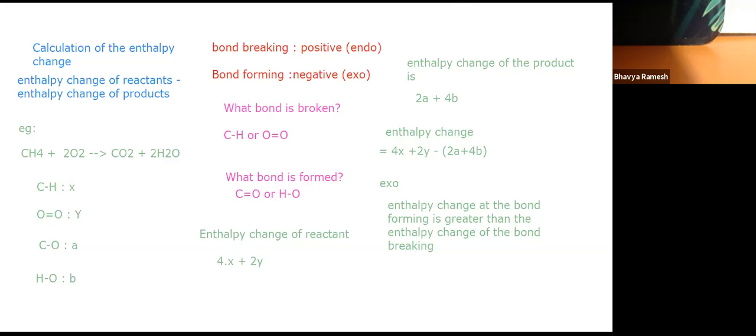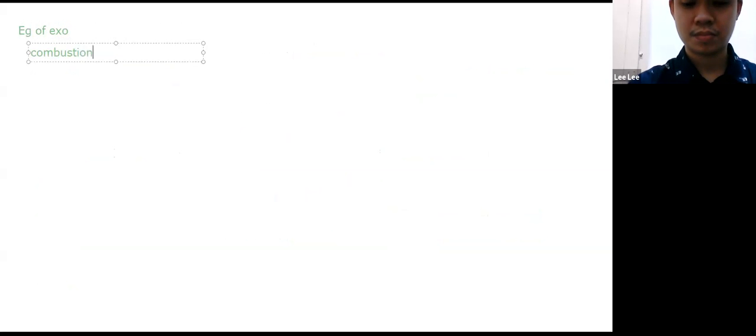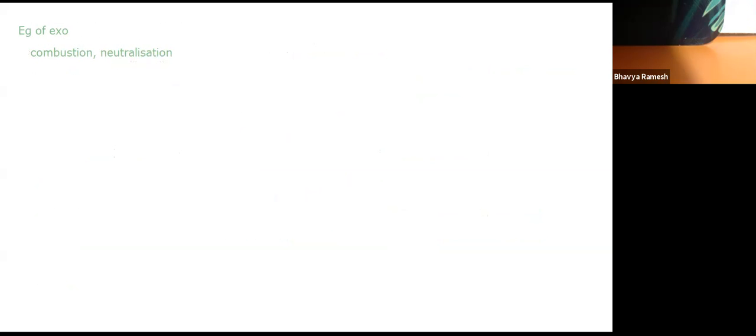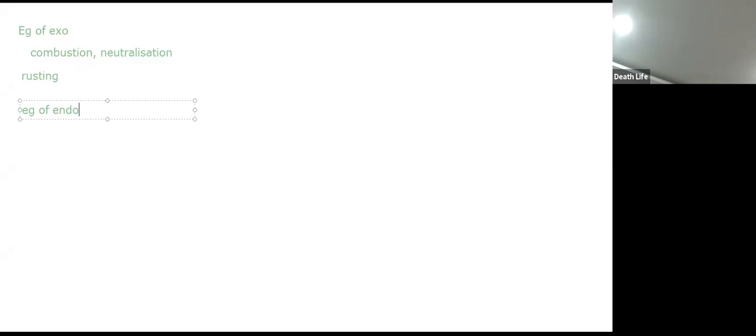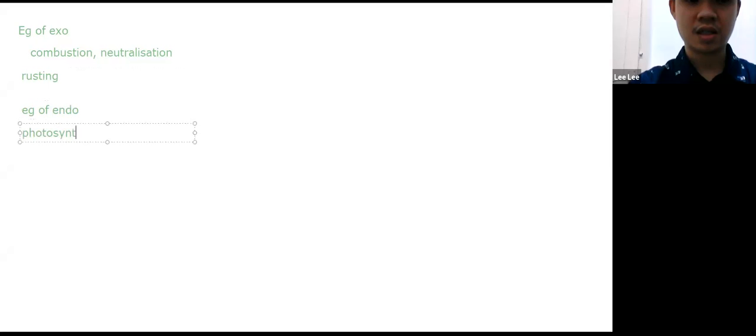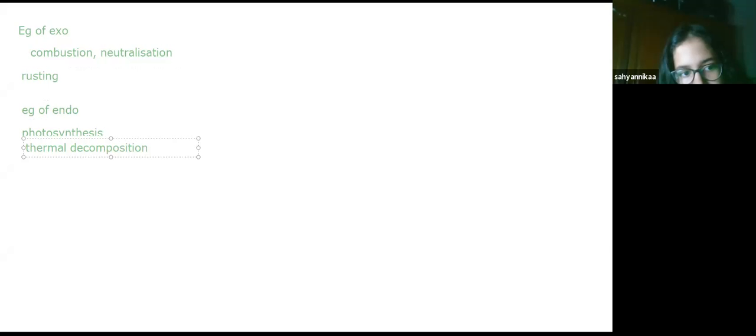Can you give me an example of an exothermic reaction? Combustion, neutralization, bursting. Those are all exothermic, right? An example of endothermic: thermal decomposition, photosynthesis, thermal decomposition. That's all I know. Okay, now continue again.